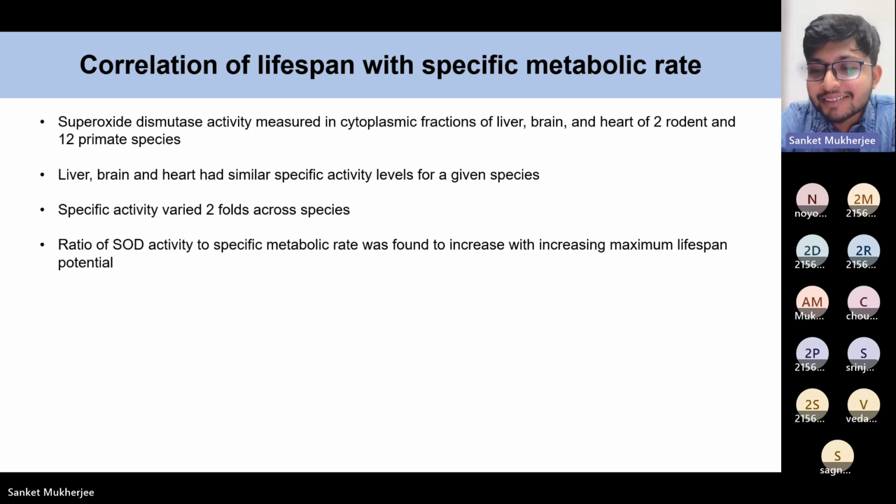Is that clear, Shinjan, or do you need some more explanation? More explanation, sir. Yeah. So what he's trying to say is that if there is less SOD2 activity, or higher specific metabolic rate, we have seen organisms which have a higher specific metabolic rate have a lower lifespan, right? Yes, sir. We have already seen that, right?